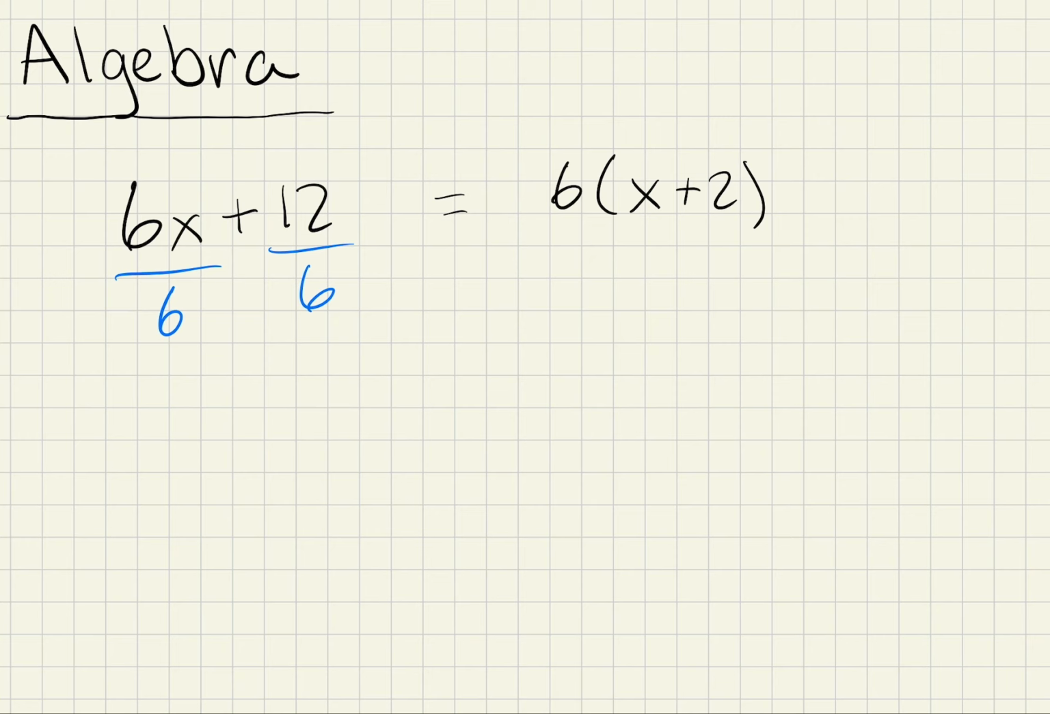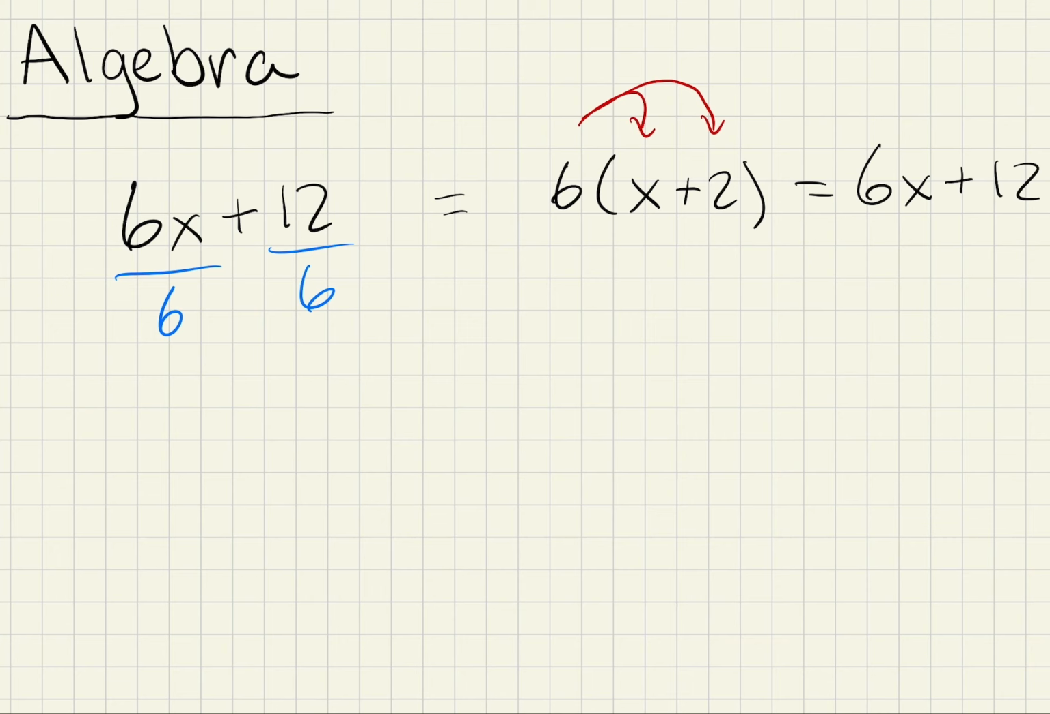And then if we want to show that our factoring capabilities are good, we would then just distribute this 6 to make sure we get our original terms back. And sure enough, 6 times x is 6x, and then 6 times 2 is 12.